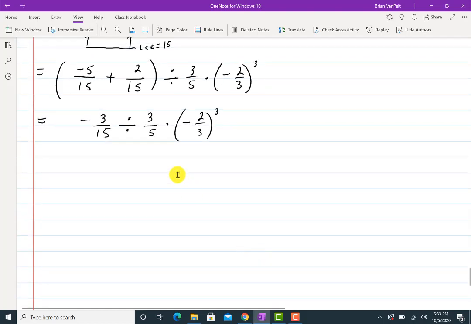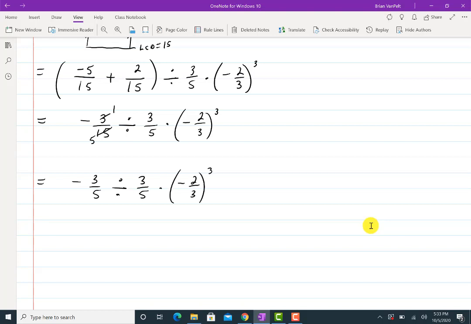Before I do anything else, I am going to simplify. I notice that 3 goes into 15. 3 goes into 3 one time. 3 goes into 15 5 times. So we have negative 3/5 divided by 3/5 times negative 2/3 to the third power. I think I made a mistake here. Right here. That's a 1/5. My bad.